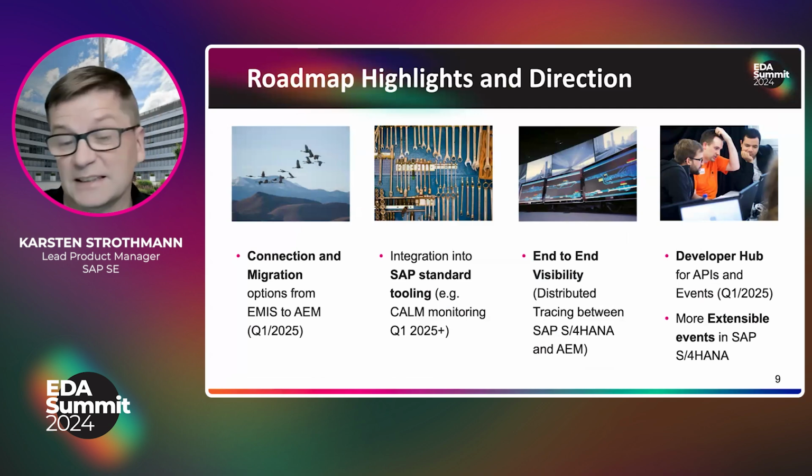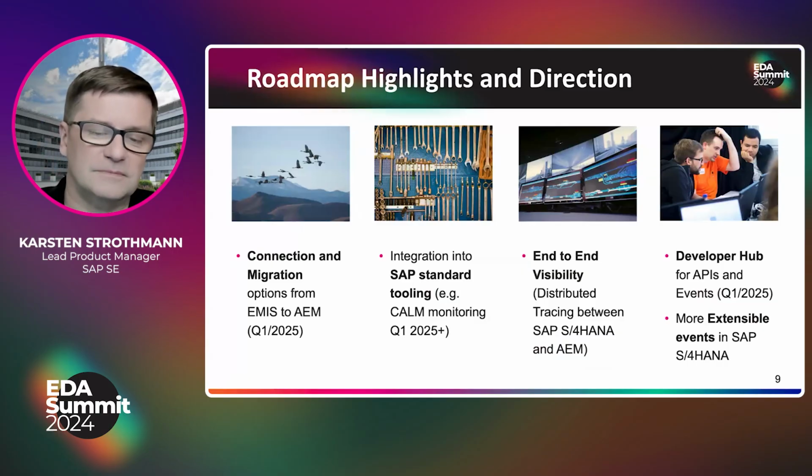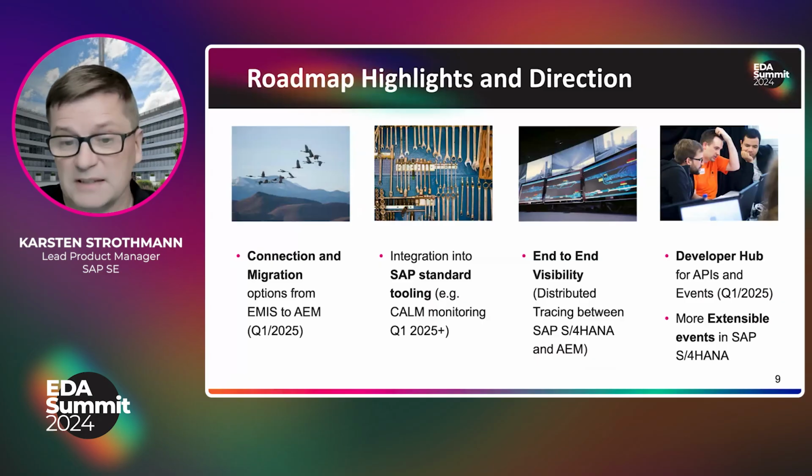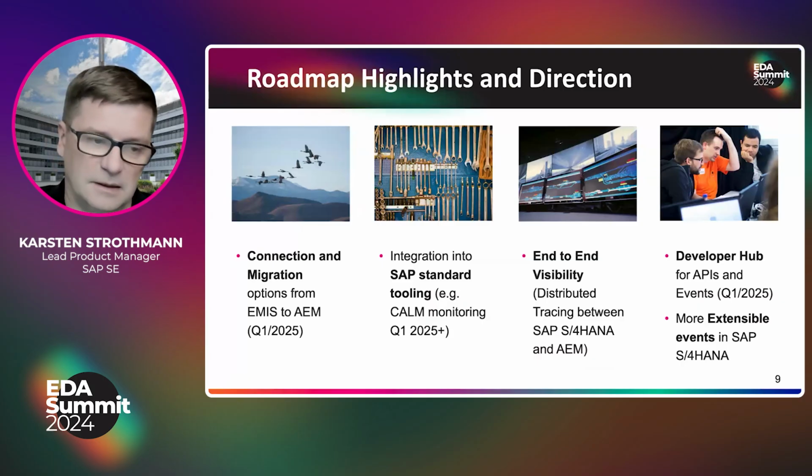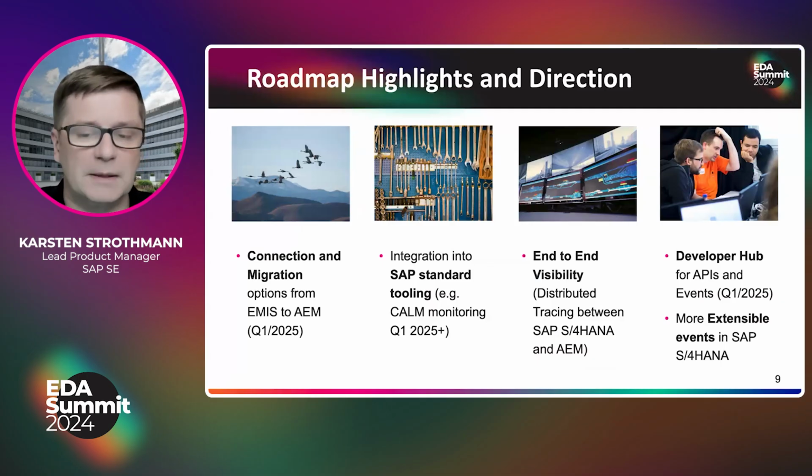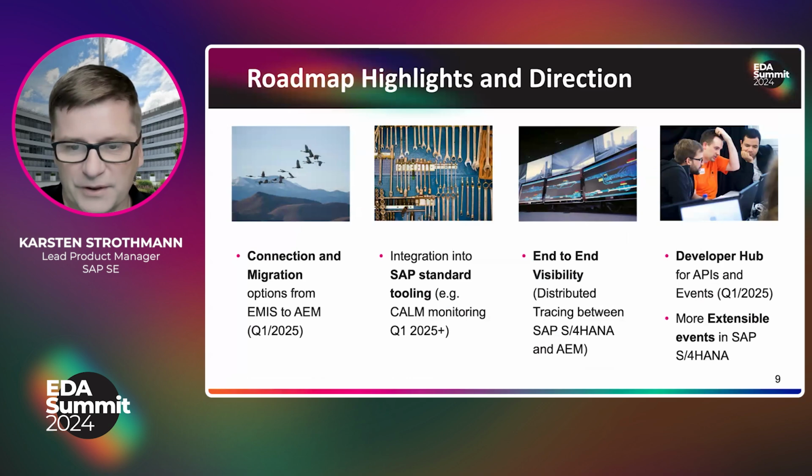End-to-end visibility is another big one. And I had been mentioning that before, distributed tracing is included with Advanced Event Mesh. Currently, it does not include S/4HANA. What we really want is to allow distributed tracing from our backends all the way to the event consumer. And this is one thing that we're targeting. Give us a little bit more time for that. So I would not expect it before the second half of 2025 earliest. Nevertheless, we're working on that.